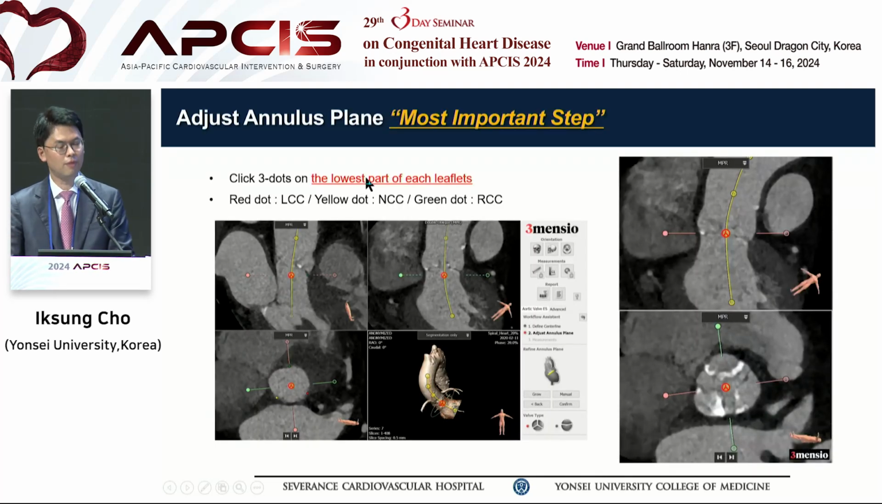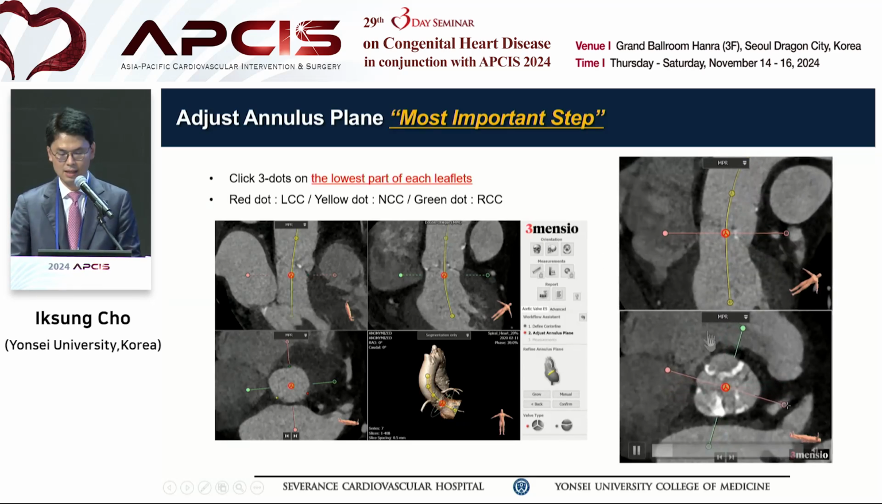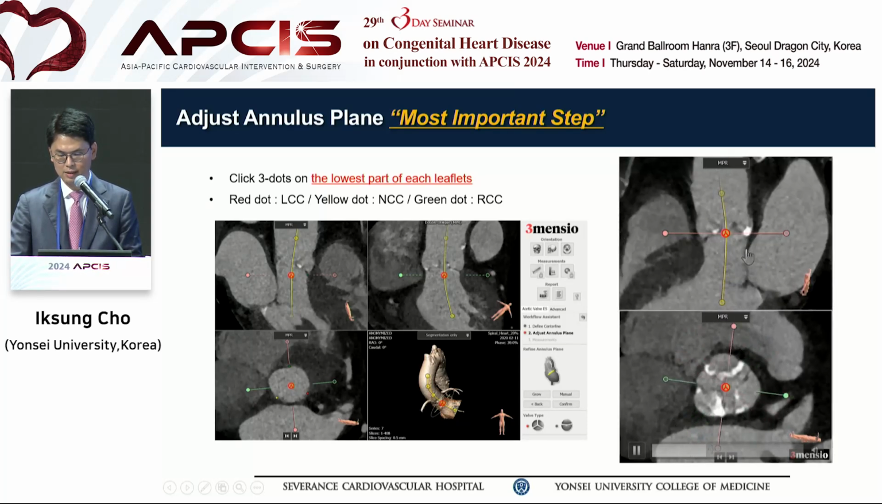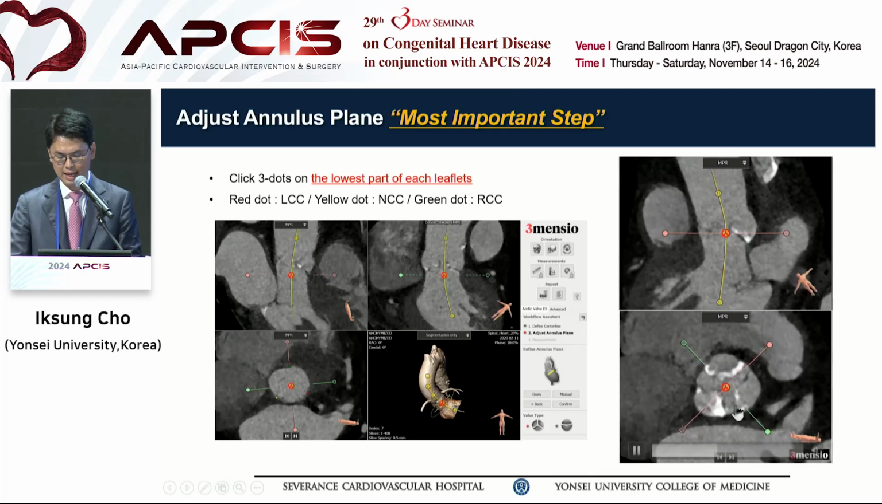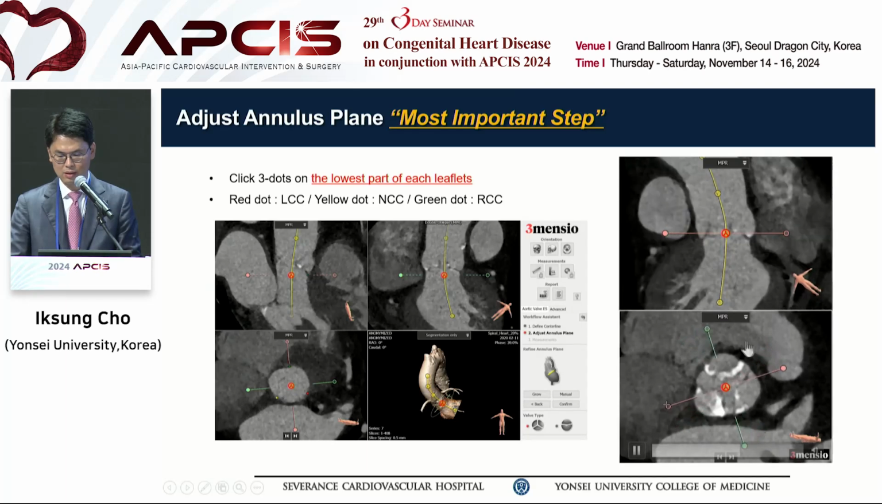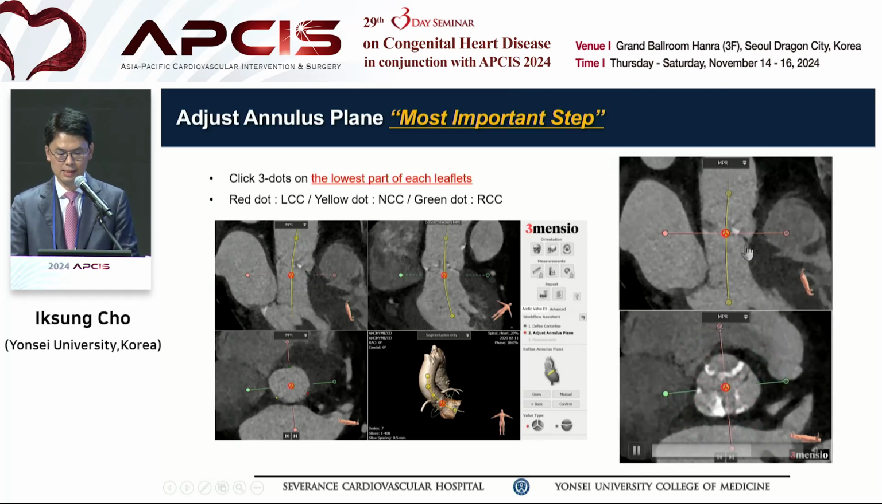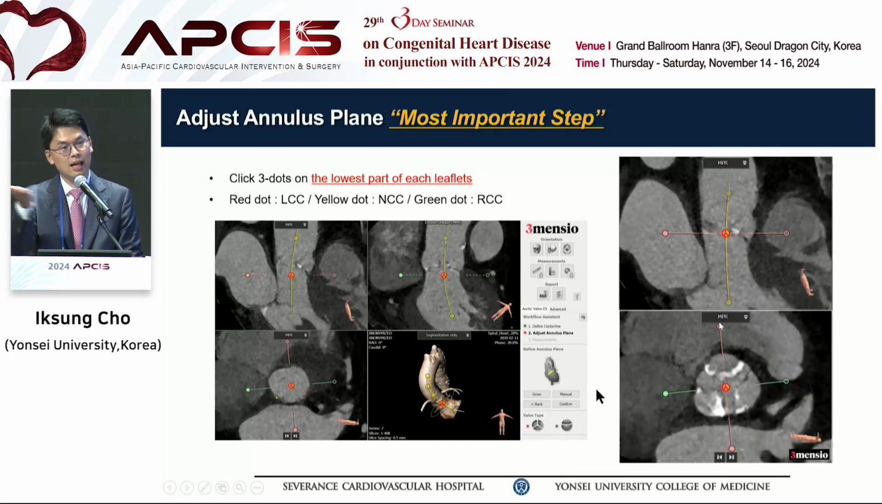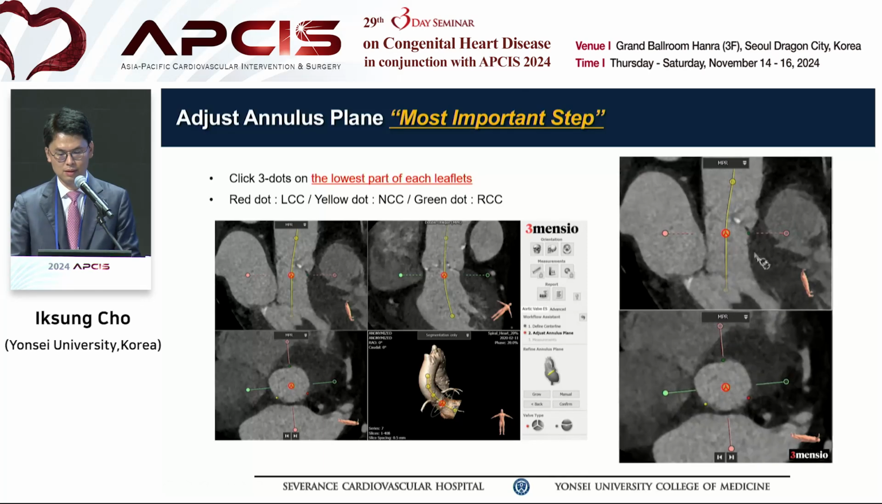So how can we find this annulus plane in cardiac CT? If we have 3mensio, some kind of dedicated program, it is kind of easy. So this red line is this, and this is the left coronary cusp. I try to find the lowest hinge point of the LCC. Now the NCC hinge point here, and then go there and find the RCC hinge point here. And this program automatically finds the annulus plane, which is very easy.